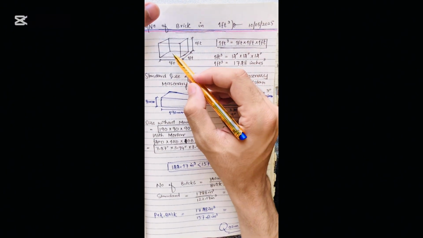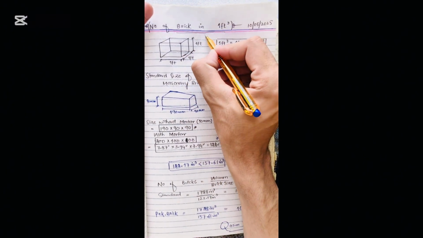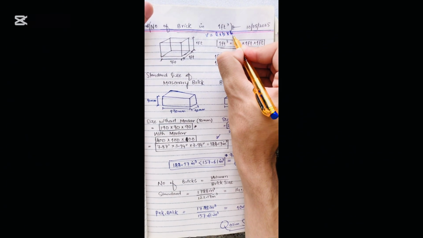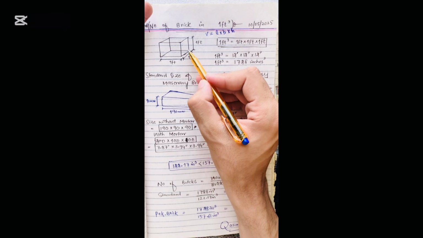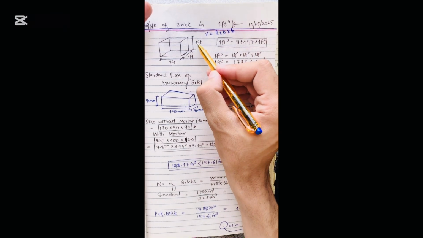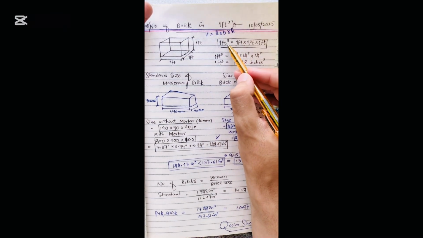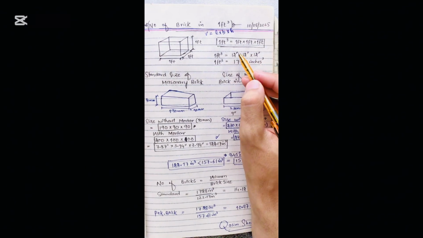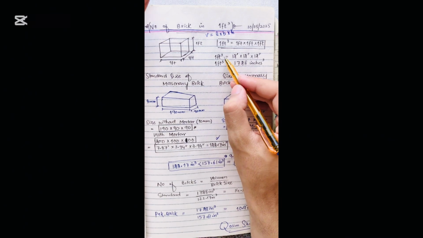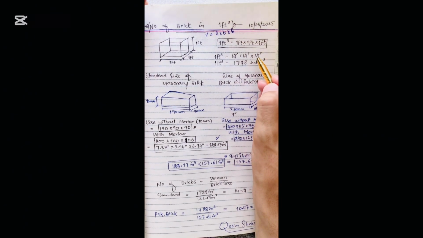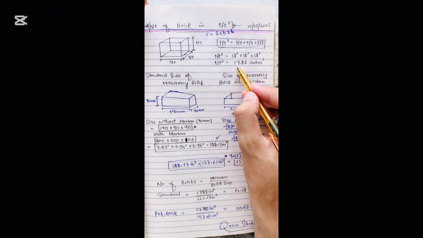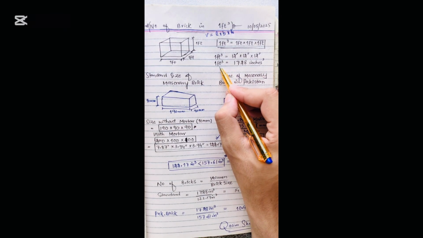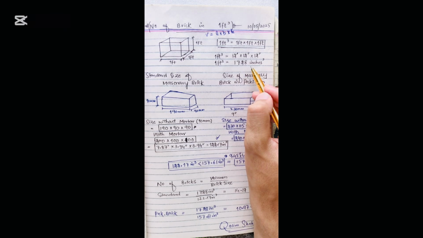The volume formula is length multiplied by breadth multiplied by height. Their length is 1 foot, their width is 1 foot, and their height is also 1 foot, so the volume becomes 1 foot cube. If we calculate it in inches, 1 foot has 12 inches. So 1 foot cube is equal to 12 inches multiplied by 12 inches multiplied by 12 inches, which is 1728 inches cube.